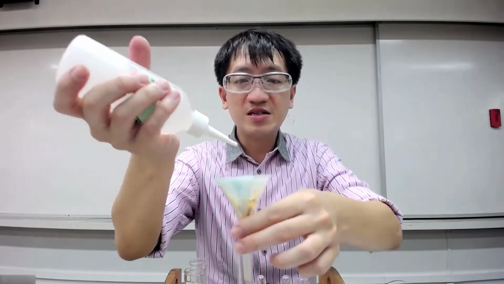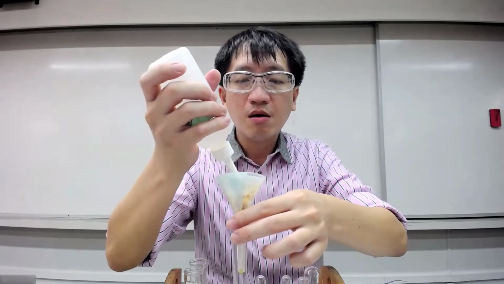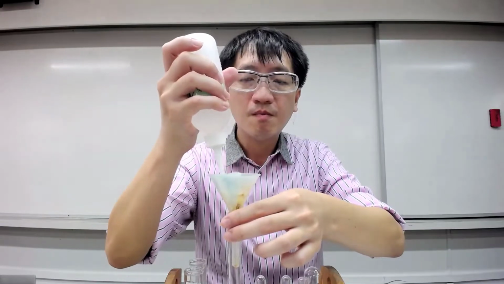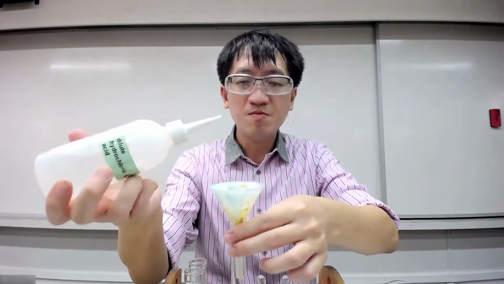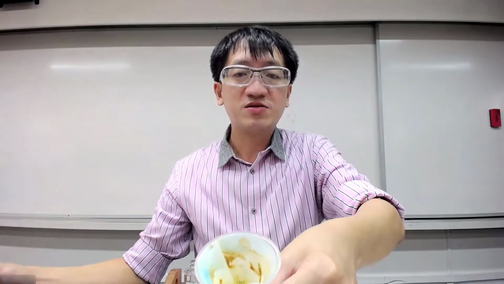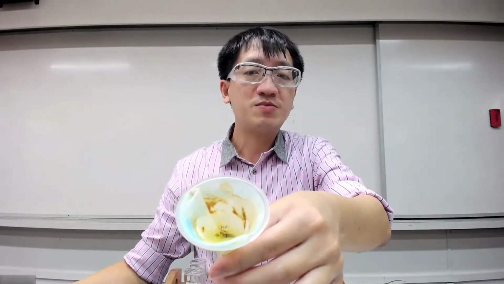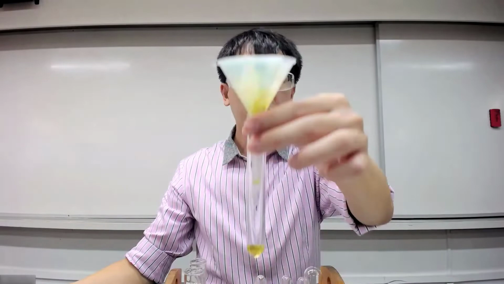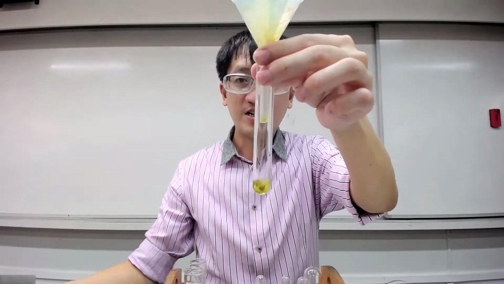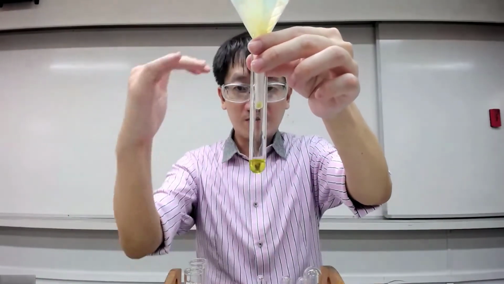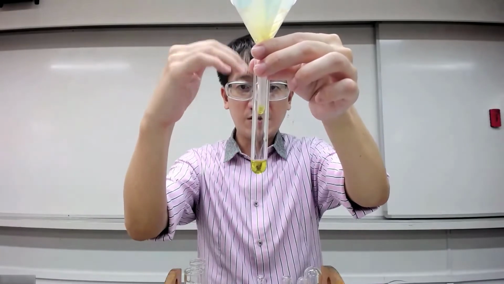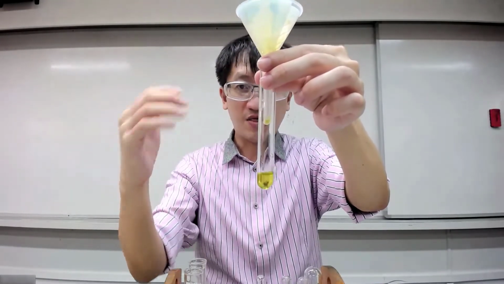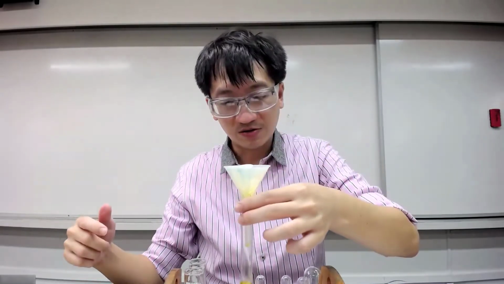Okay, so you can see that I'm just going to slowly add in. You can see it's quite clear over here. You can tilt a little bit more. So it's a yellow solution. You can check that out. It's very clear that in the filtering process, you are getting a yellow solution. So that is likely to be iron 3. Okay, so I'm just going to put it here.